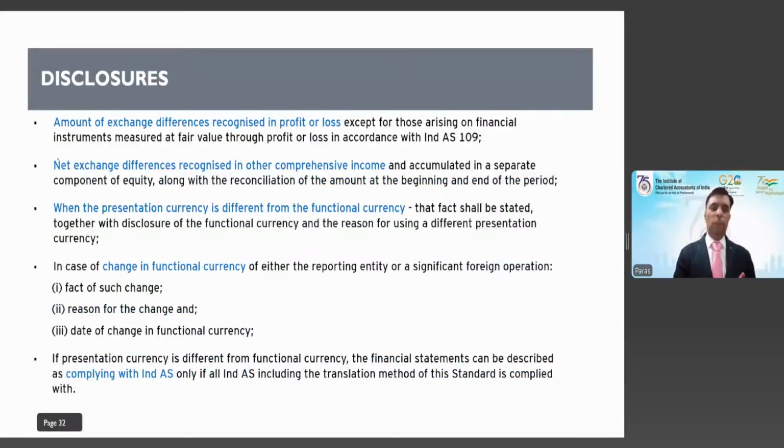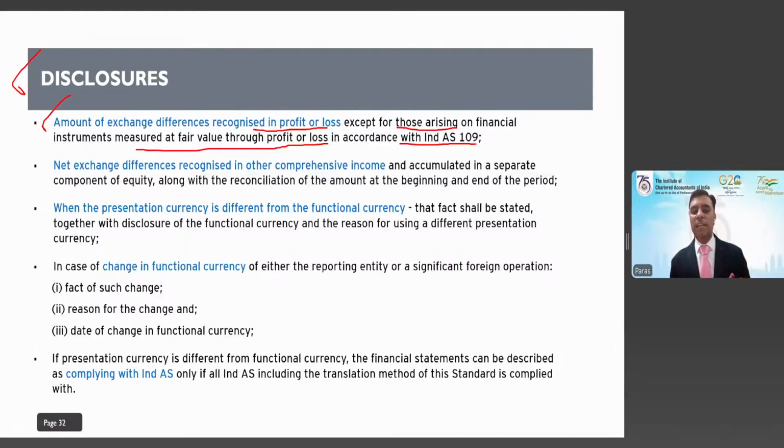Now, we need to discuss the disclosure parts. What are the disclosure requirements of Ind AS 21? First, you need to disclose the amount of exchange difference recognized in profit and loss, except for those arising on financial instruments at FVTPL in accordance with Ind AS 109. So we have already excluded provisions of Ind AS 109, derivative transactions, hedge accounting; all those are not covered under Ind AS 21. And hence you are required to disclose only the exchange difference which has been generated as per the provisions of Ind AS 21.